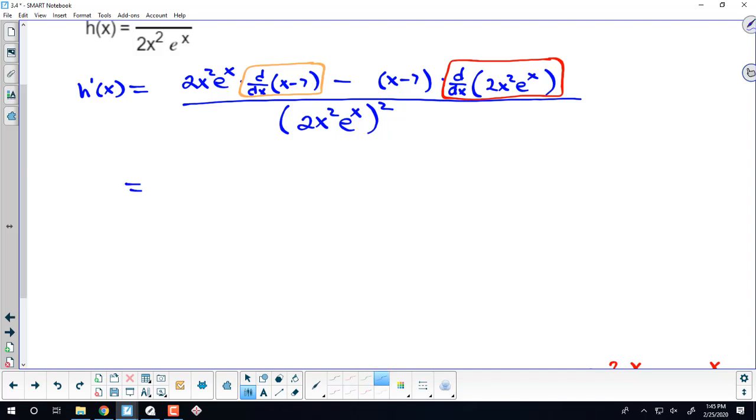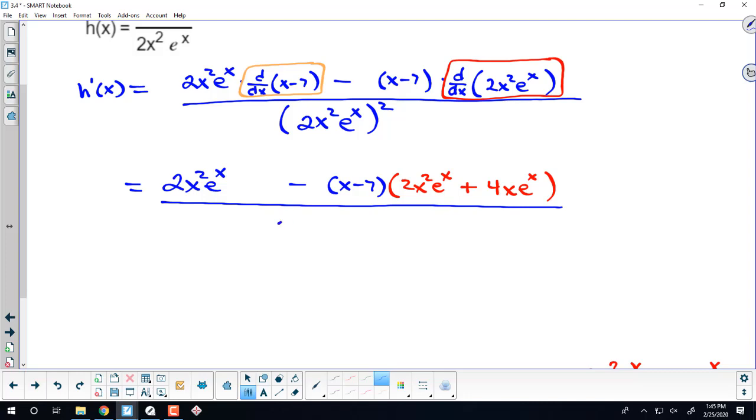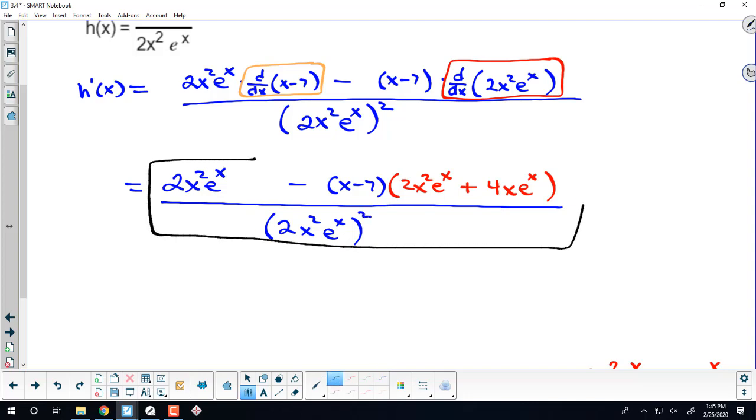So the derivative is just our 2x squared e to the x times 1. So we're not going to write that. But we have minus the quantity x minus 7 times that derivative, which was 2x squared e to the x plus 4x e to the x. And then all of this was over the bottom thing squared. So really on the exam, that's all I would be looking for, that you can just totally stop right there.